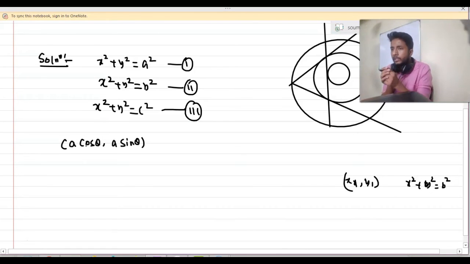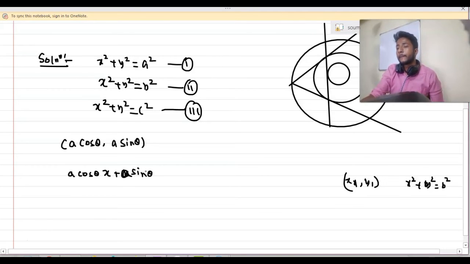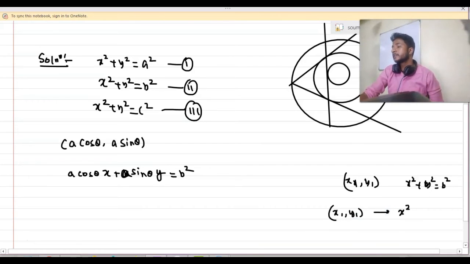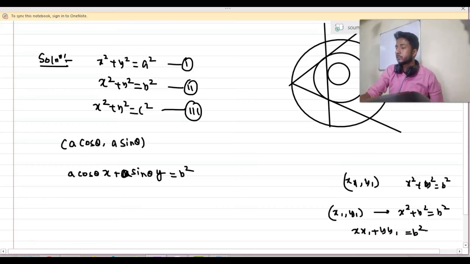Now the equation of chord of contact must be a cos theta into x plus a sin theta into y is equal to b square. As we know, if we draw the tangents from the point x1 y1 to the circle x square plus y square is equal to b square, then the equation of chord of contact is x x1 plus y y1 is equal to b square.